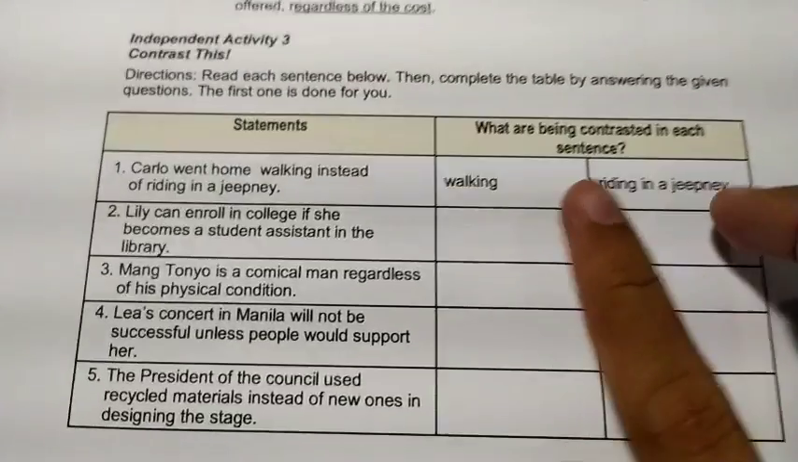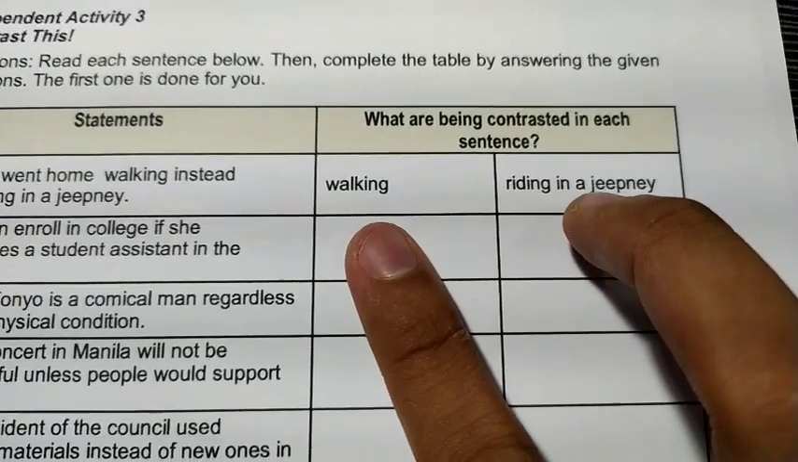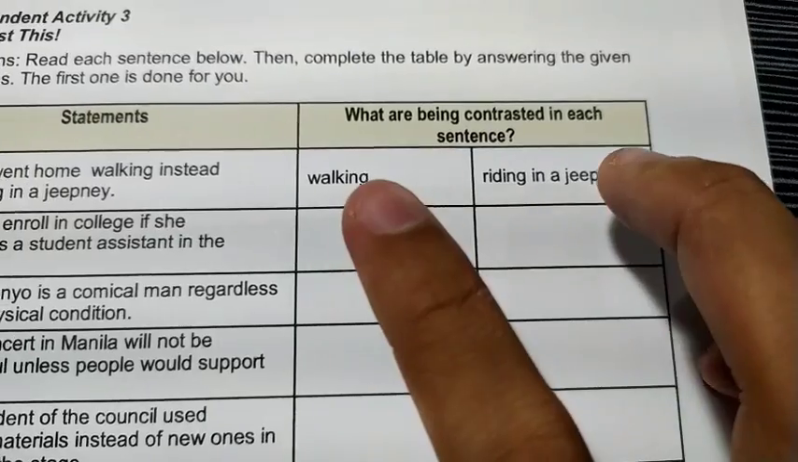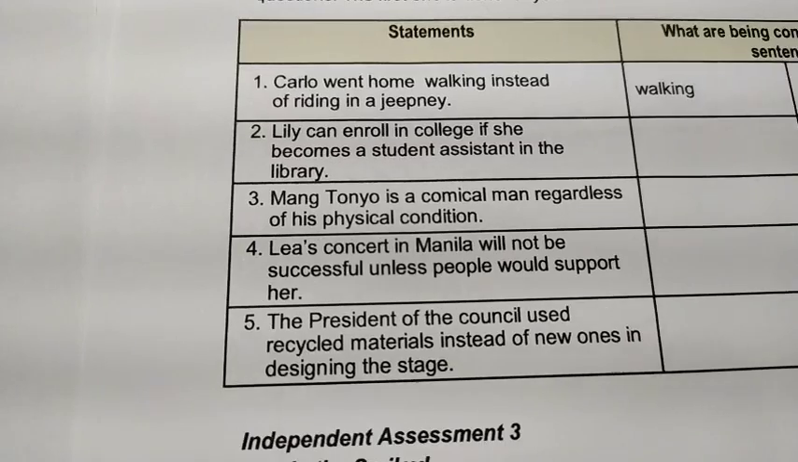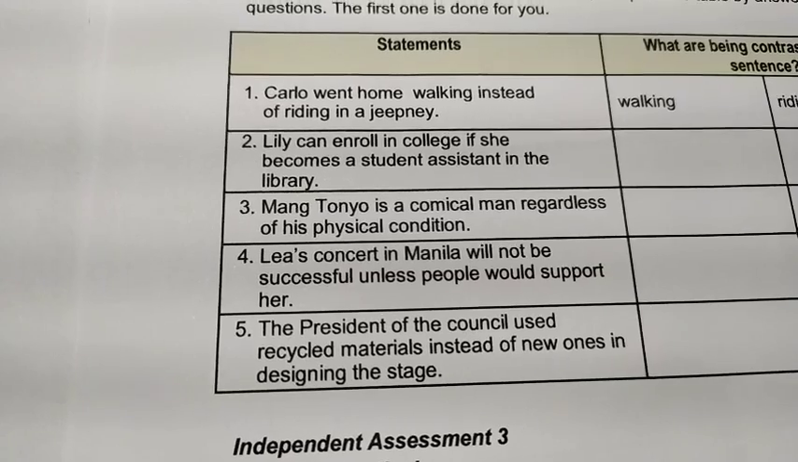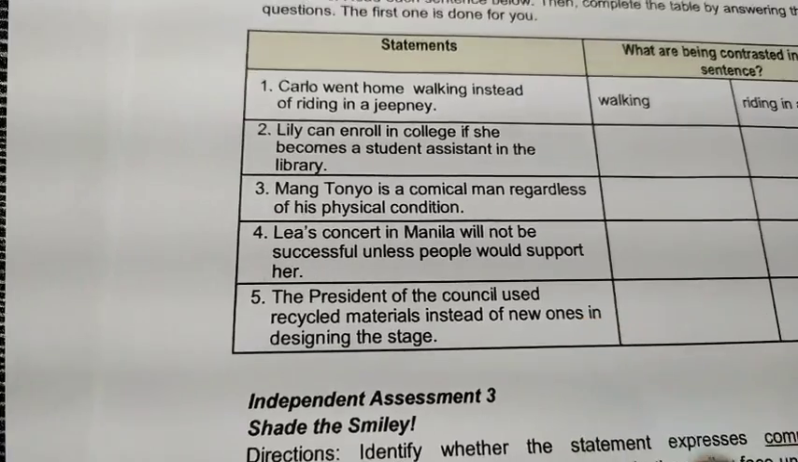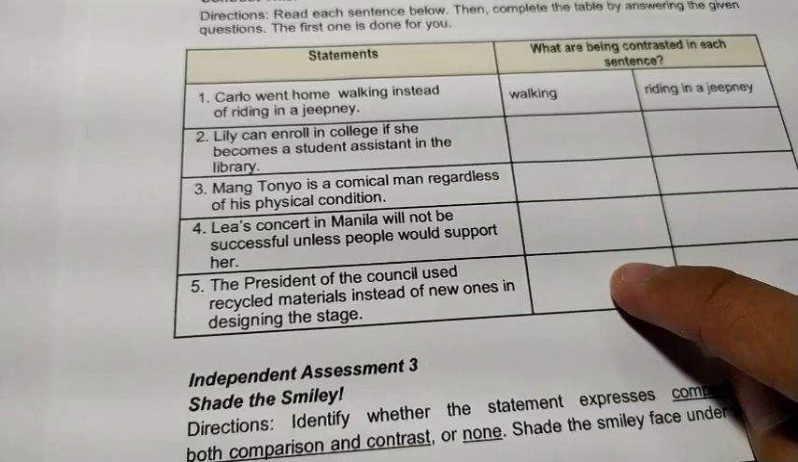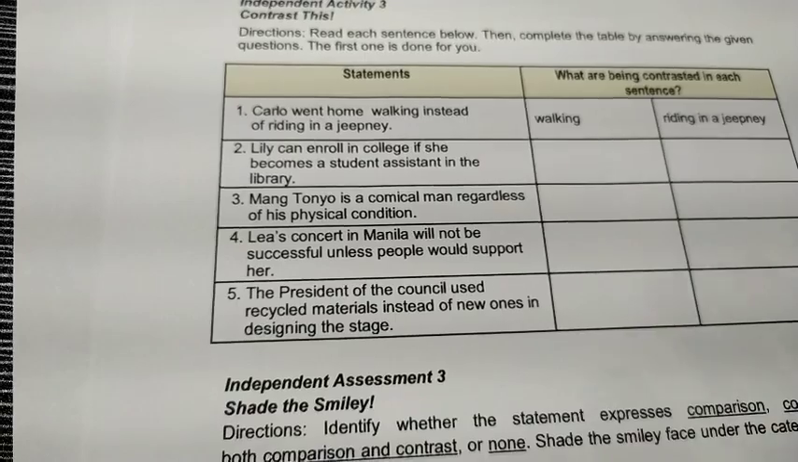So they are really opposing because walking is really different from riding in a jeepney, because if you are riding in a jeepney, you are not walking. If you are walking, you are not riding in a jeepney. So they are completely opposing one another. In number 2, what are the opposing? Lily can enroll in college if she becomes a student assistant in the library. So what are the contrasting? And you will do the same thing until number 5. So they are contrasting to one another. So one idea here and another idea here, which are opposing one another.